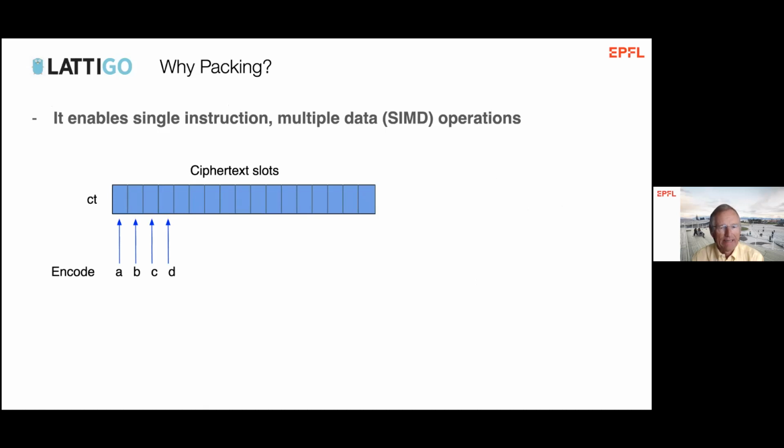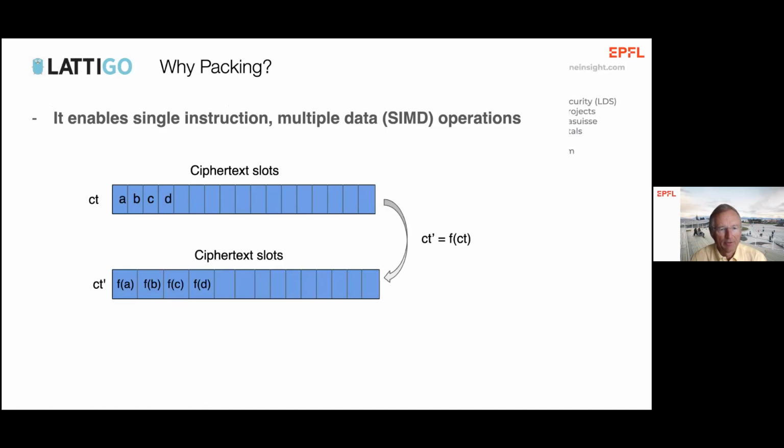And then packing is also important because performance, as we have seen, can be an issue. It's very important to be able to parallelize, if you wish, the operations that are carried out on encrypted data, because otherwise it's too heavy. It takes too much time.